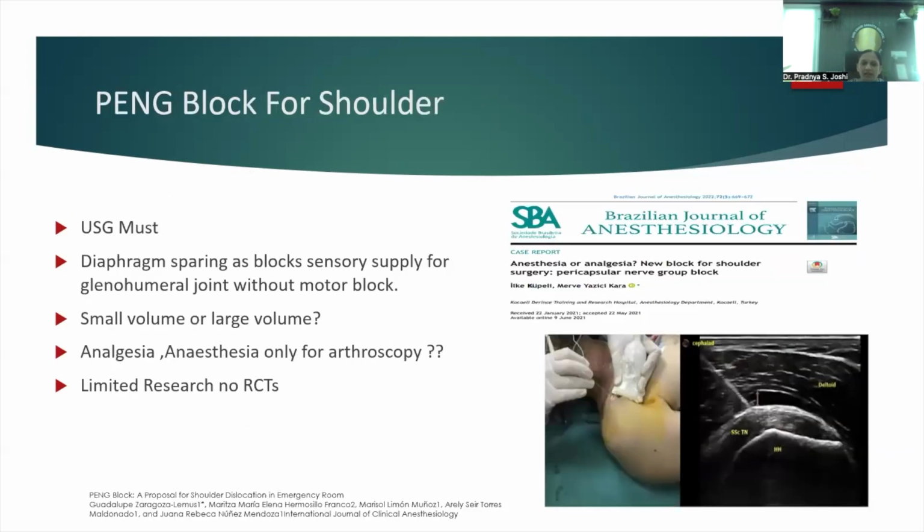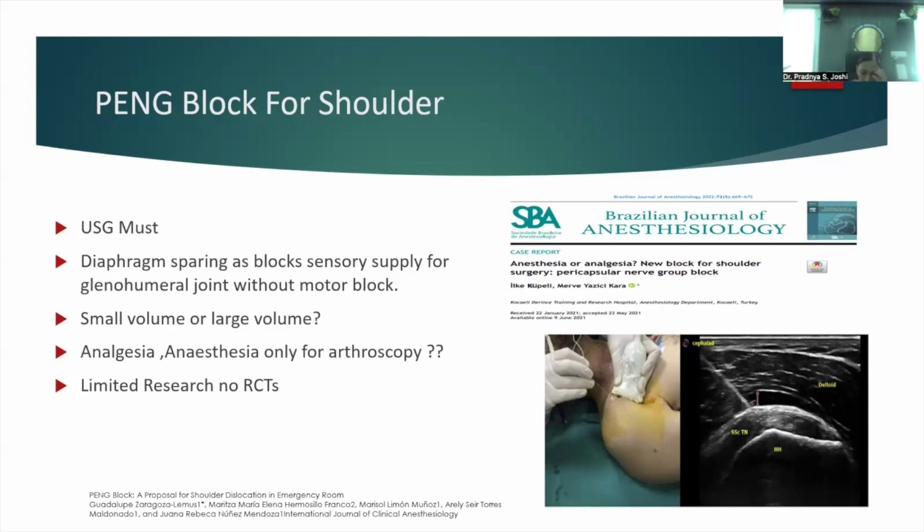This is another block. We all know the PENG block for the hip, but it is also for the shoulder. This is the periarticular nerve group blockade. USG is a must because we have to identify the specific fascial planes while giving all these blocks. But there are limited RCTs. Only case reports have been presented in the literature. But this is the only block where the diaphragm is confirmed spared because there will be only blockade of the sensory supply and there is no blockade of the motor nerves as such.